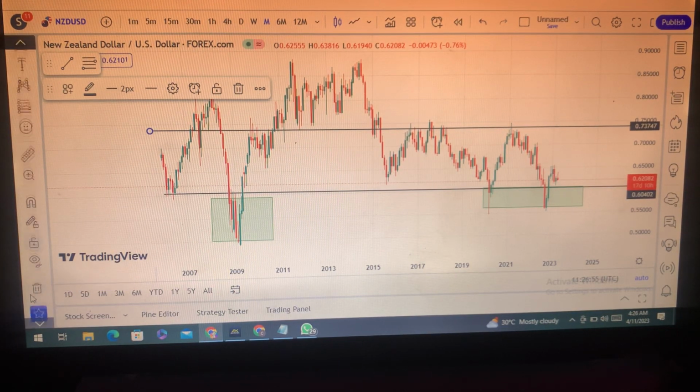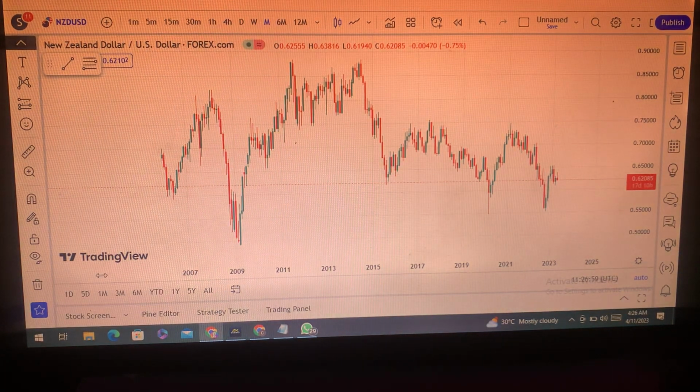Good day. I will be showing you how to spot out zones and how to use trend lines to analyze your market. This is the New Zealand US dollar currency pair, short form NZD/USD.